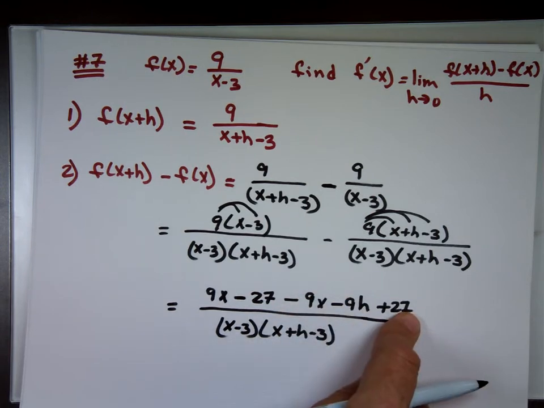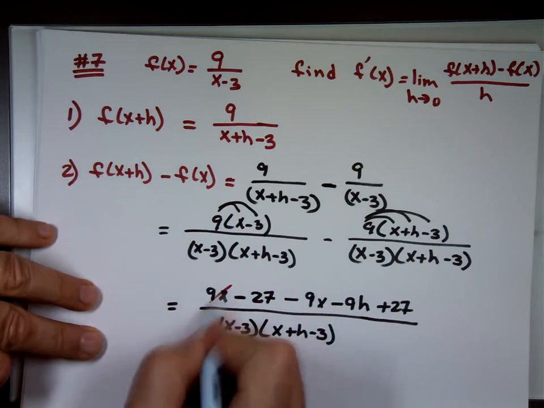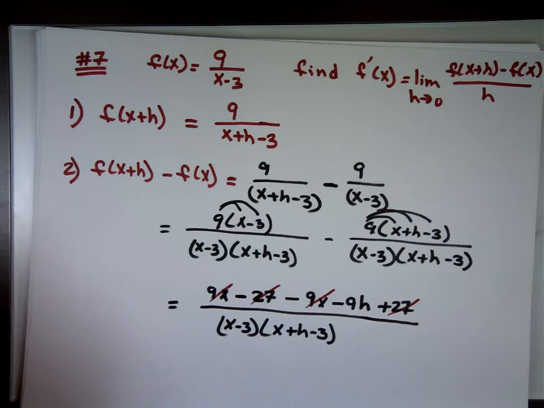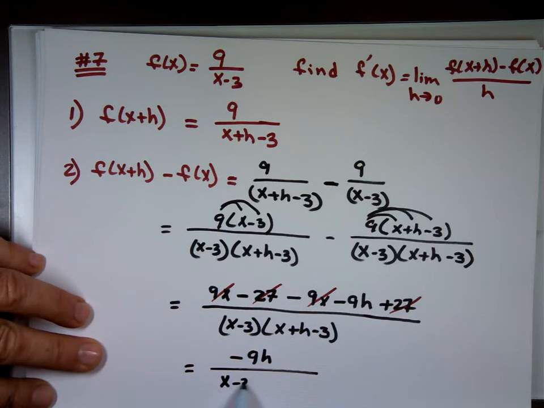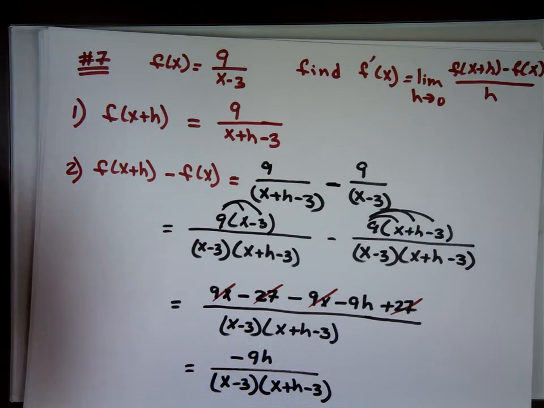That would just be 9h. Yep. The 9x cancels the 9x. The 27 cancels out. And what you have left, step number 2, is negative 9h over x minus 3 times x plus h minus 3. That's step number 2.